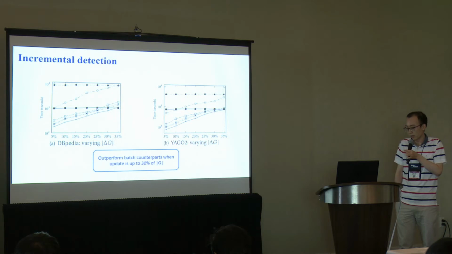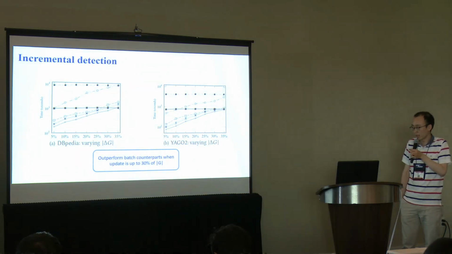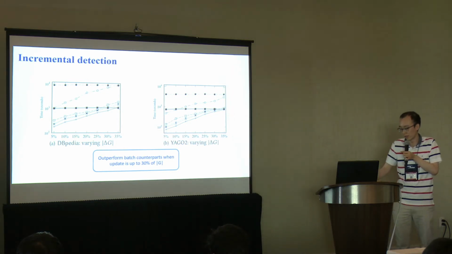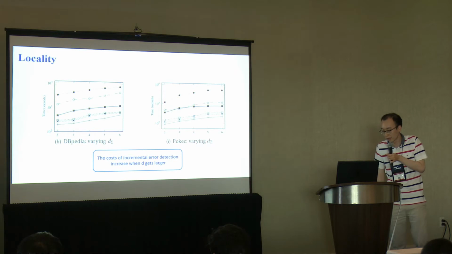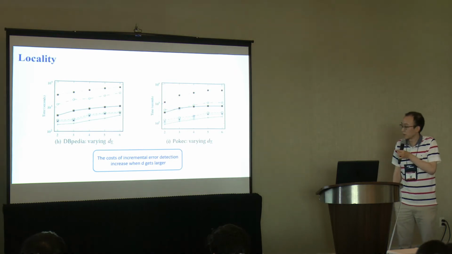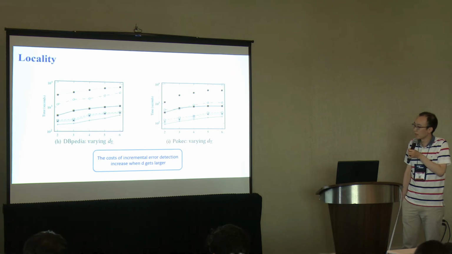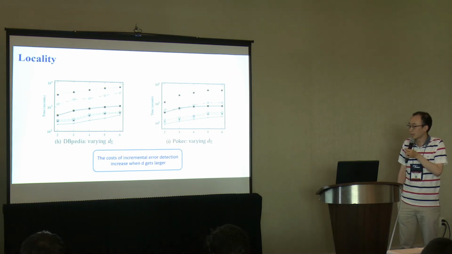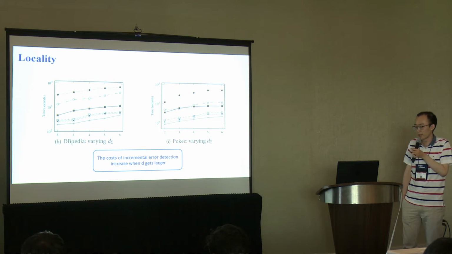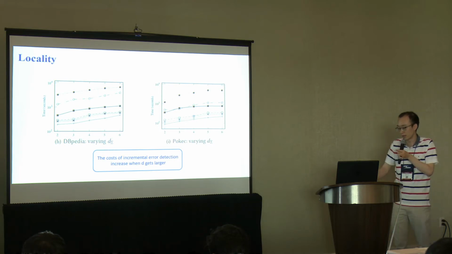The incremental algorithms outperform their batch counterparts when the input update accounts for nearly 30% of the entire graph. And the incremental detection algorithms take longer time when the diameter D gets larger. This is consistent with our analysis on the cost of incremental detection algorithms.